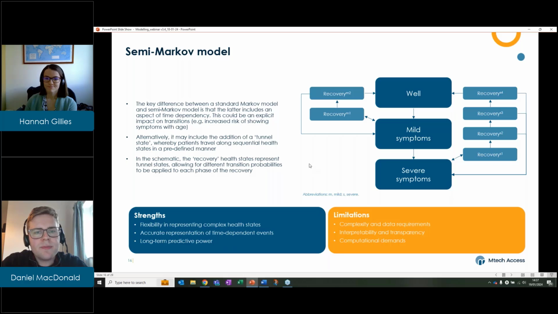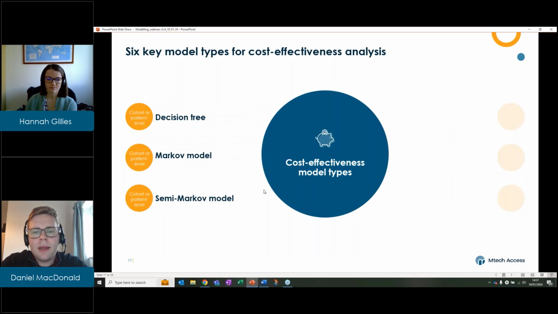So for the next model concepts, Hannah's going to be discussing the discrete event simulation, which starts to move on from that cohort level approach and starts specifically looking at patient level, so specific events and simulations that occur. Yeah, okay, great, thank you.